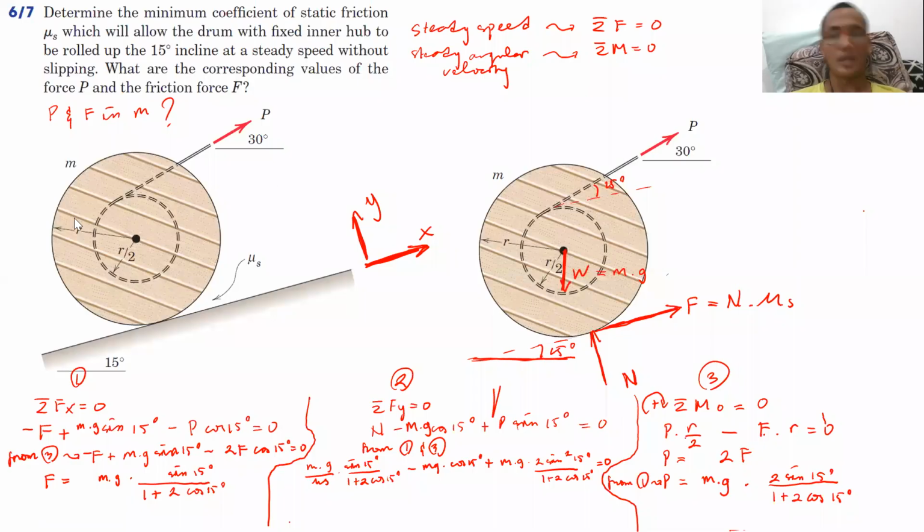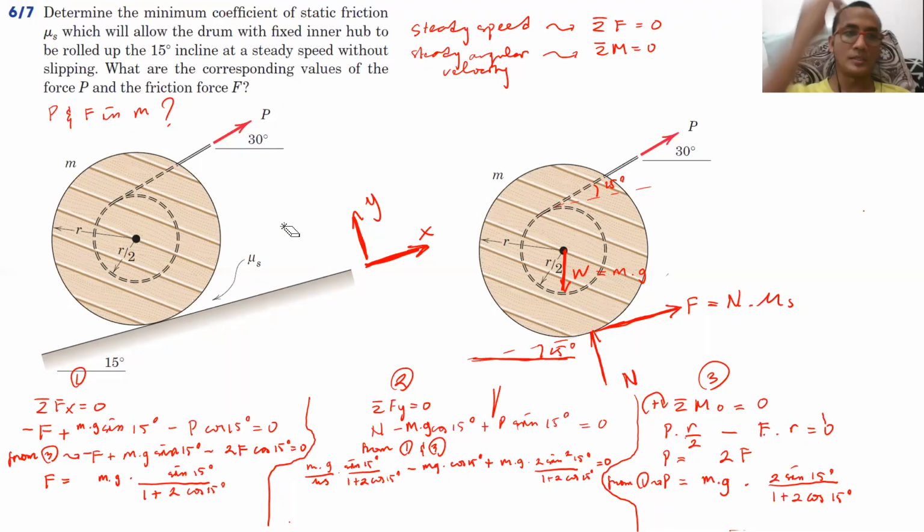Okay, and the problem that we want to talk about today is... we have two problems to be discussed today, and the first problem will be this problem, and this is part of your homework. Okay, in this particular problem, what is asked here is the value of the mu s, the minimum value of mu s, in order to make this condition not slipping at all.